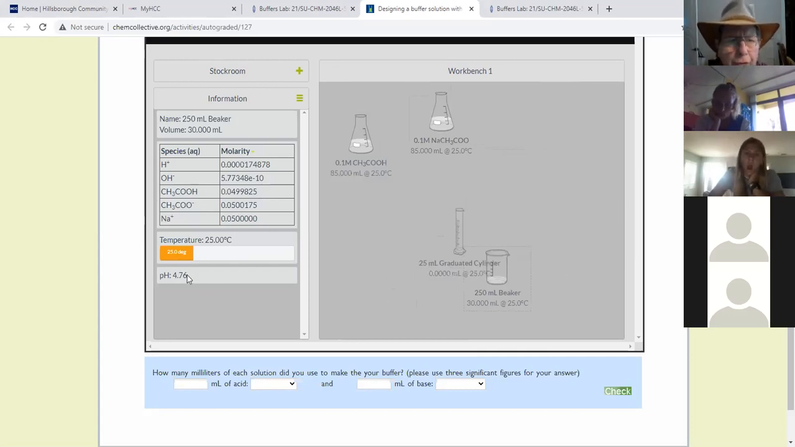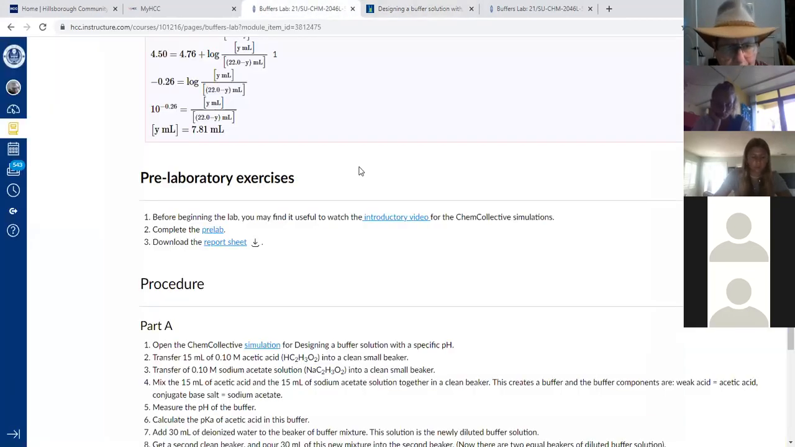Now, if you noticed, look what happened to my pH. For the acid, it was 2.88. When I mixed the 2 buffers together, it's 4.76. I think you're going to have to record that number. Okay.